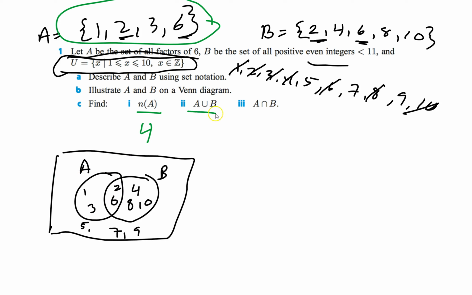A union B means, right, what's in A, or in B, or in both. So it's like 1, 2, 3, 4, 6, 8, 10. Let me put a little set notation. Curly brackets are hard to draw apparently, so you get that. And then intersection, it's what they have in common, right? It's just the middle here. So there's only 2 things, 2 and 6.